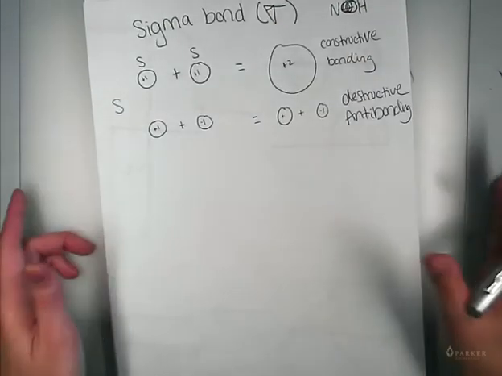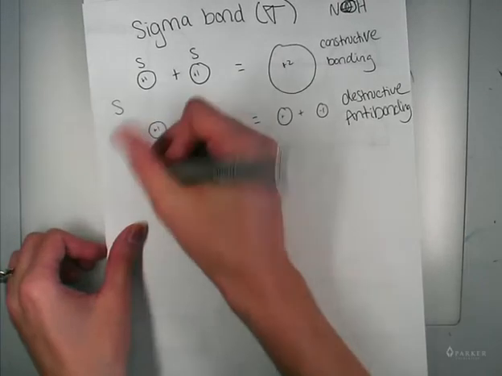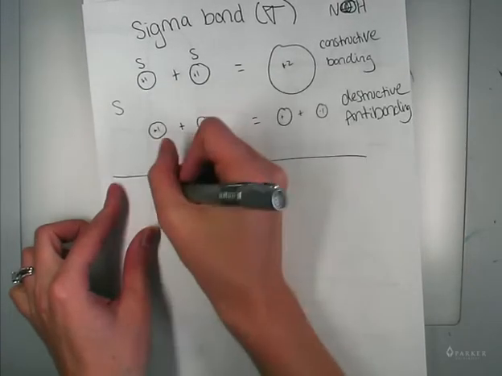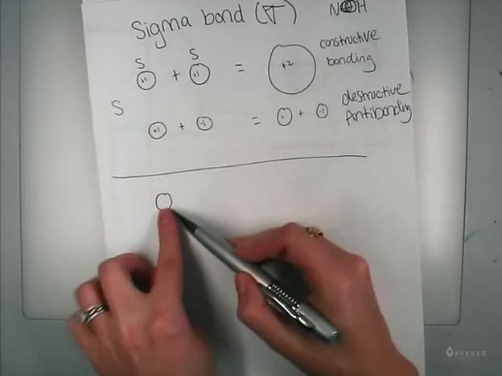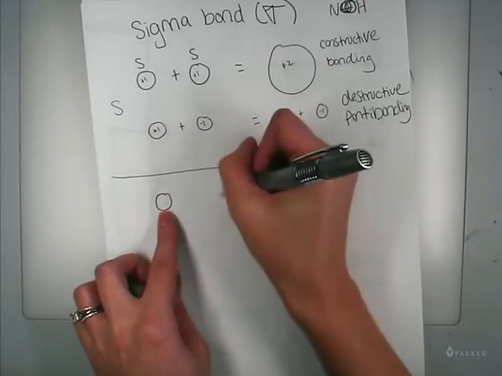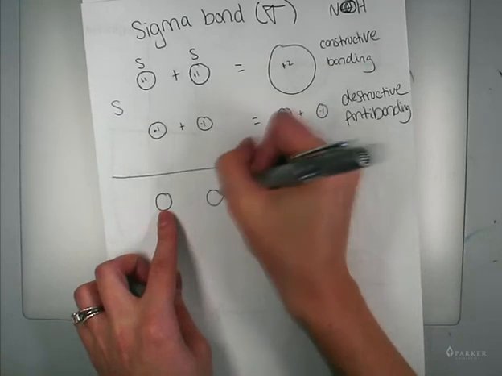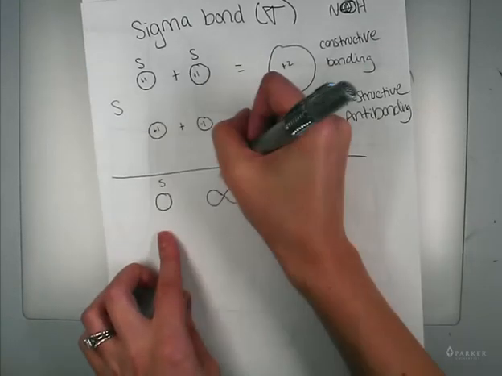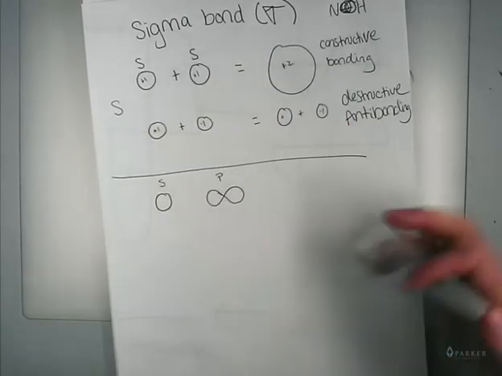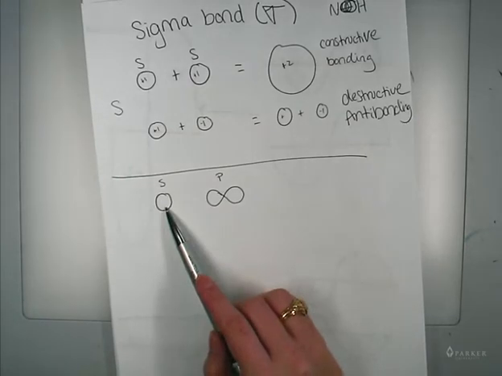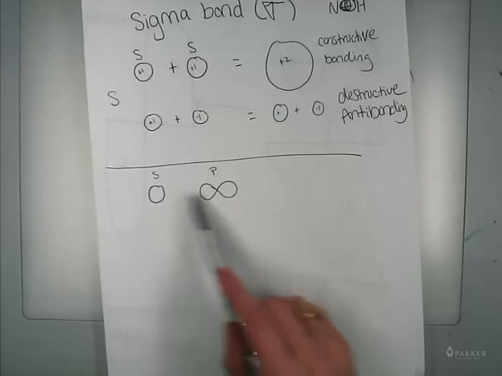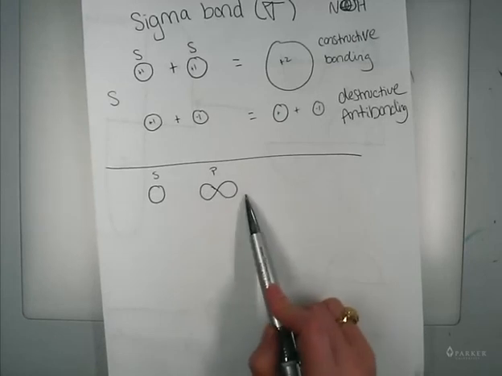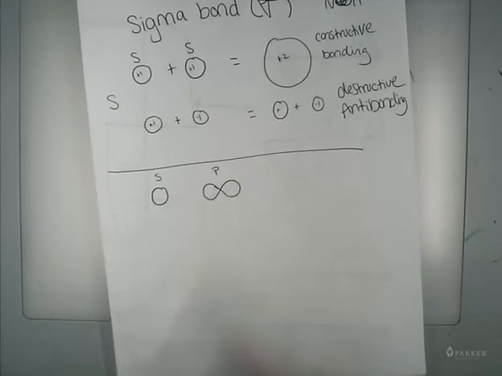So there's another way we can get a sigma. It's with an S and a P. But I need the P to look kind of similar to that. So the P needs to face it like this. So do you see that this could overlap with that one lobe right there? This with this. It won't overlap with both of them, right? Just one of them.